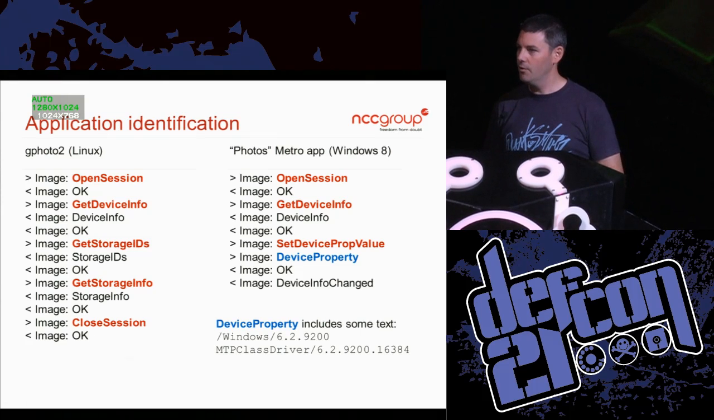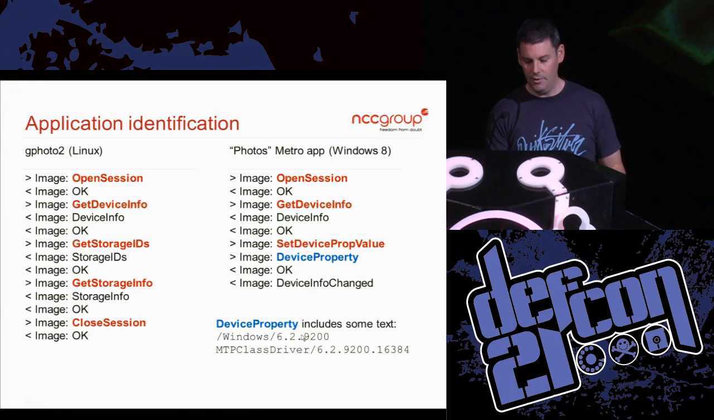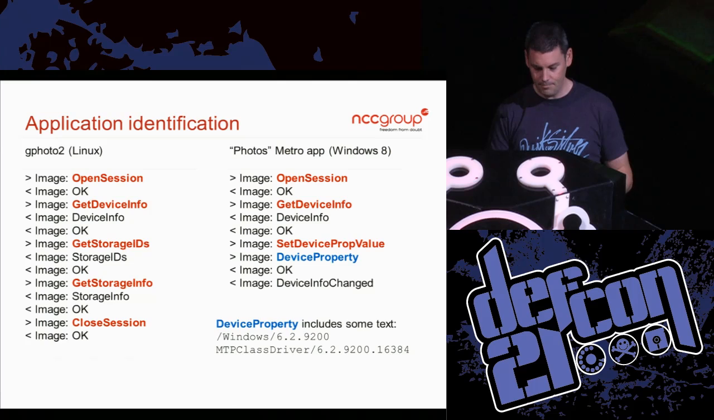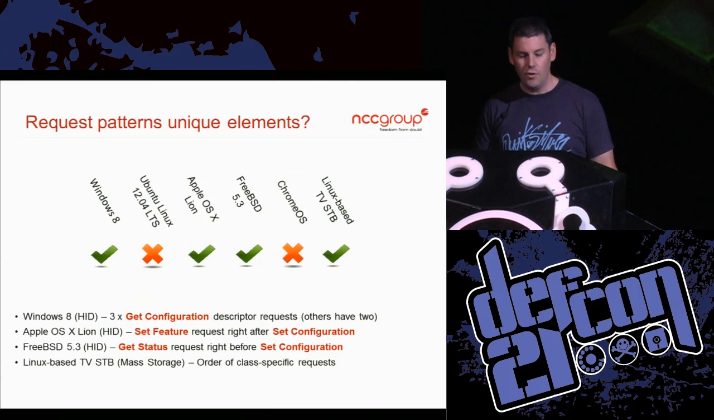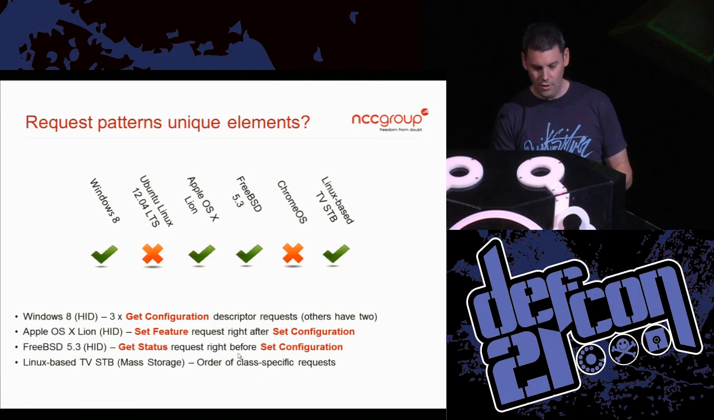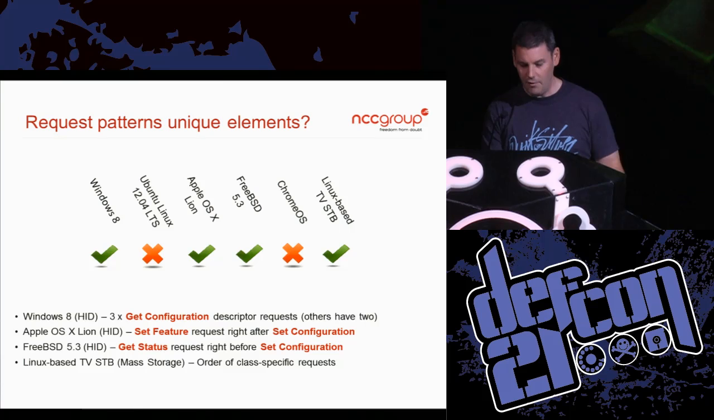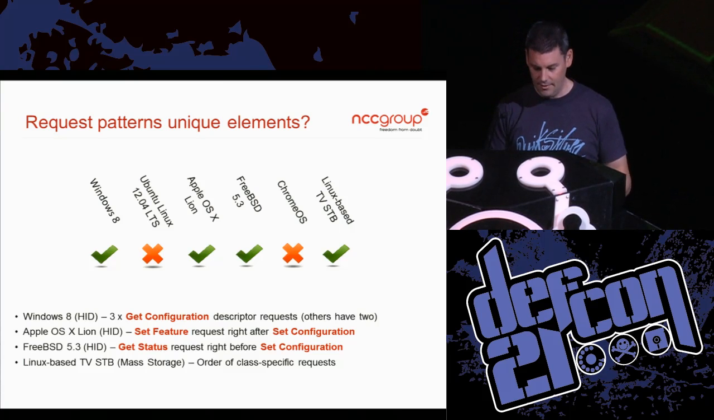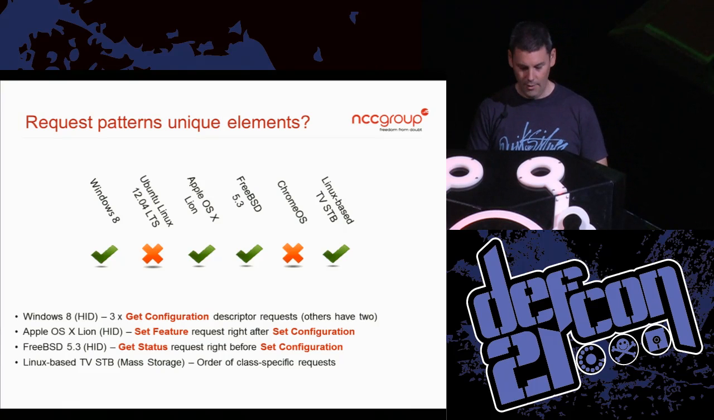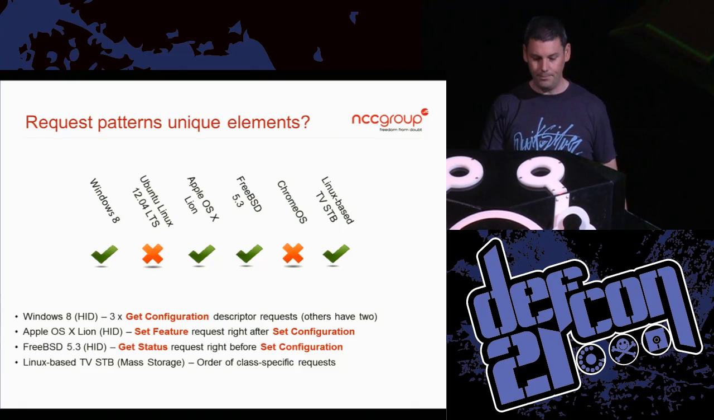What Windows 8 actually tries to do is modify the property of one of those images. And within that device property request, there's a whole bunch of text with very specific information about the version of the OS, i.e., Windows 6.2.9200, which is basically the latest version of Windows 8. There are a bunch of other patterns that I identified based on different requests, different numbers of requests, specific requests for certain OSs, that kind of stuff. So it's quite easy to identify OS versions and OS types.